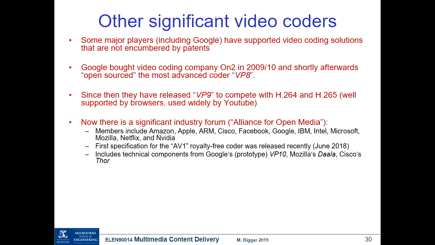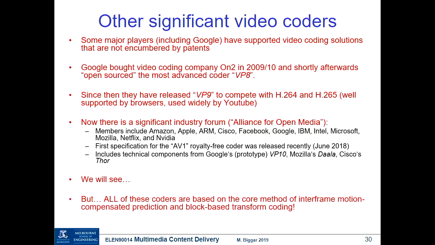So they've got Google, Netflix, Nvidia, Microsoft, Cisco, Apple has even joined, and they've come up with a specification for this AV1, which is a royalty-free coder, and it was released only last year. It includes technical components from Google's latest generation. It was going to be VP10. It was only at prototype stage, but then it was bundled into this. Mozilla was working on something, Cisco was working on something, and they put all the pieces together. So we'll see how successful this AV1 is.